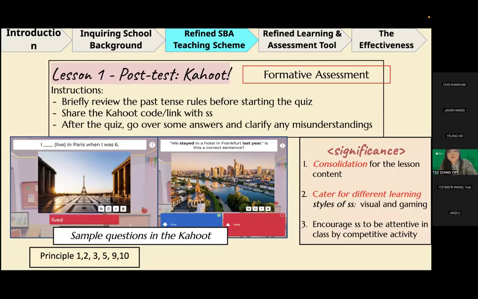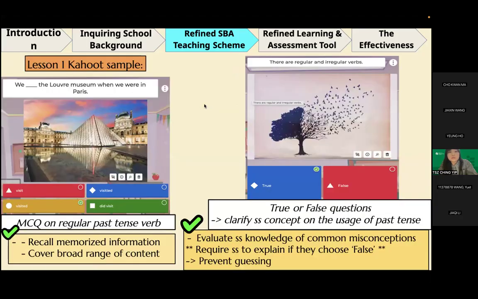And also you can encourage students to be attentive in class by competitive activity. Here is some Kahoot sample in lesson 1. It had multiple-choice questions on regular past tense, which can record their memorized information and cover a broad range of content. And for the true or false questions, it can clarify students' concept or the usage of past tense. It can evaluate student knowledge of common misconceptions, because we need students to explain if they choose the false as an answer, and it can prevent guessing.